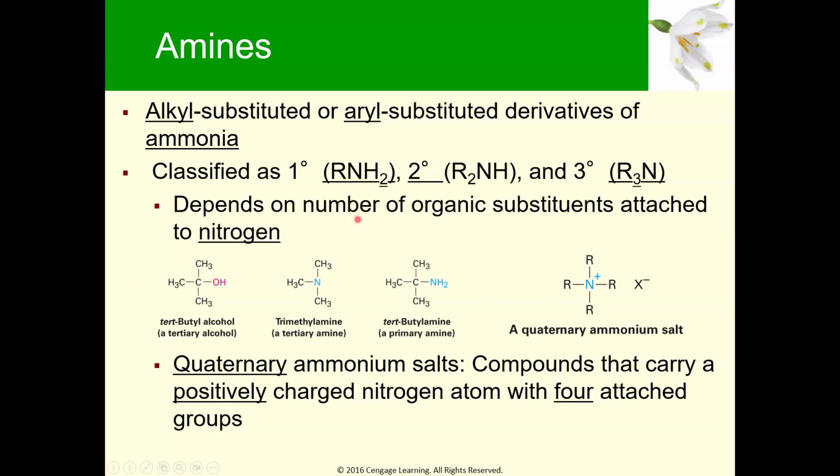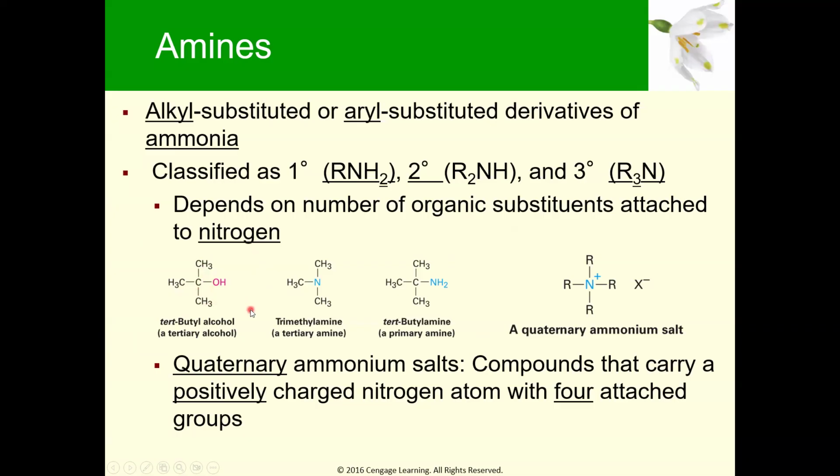So they are alkyl substituted or aryl substituted derivatives of ammonia. Now, because there are 3 hydrogens we could substitute with an R group, we need to classify the amines as either primary, secondary, or tertiary. One thing we'll notice is it's a little bit different than the way we did it with an alcohol. With an alcohol, for example, a tertiary alcohol, tert-butyl alcohol, we looked at the carbon that is attached to the OH group. How many carbons is it also attached to? In this case, the carbon that has a bond with the OH group is attached to 3 other carbons.